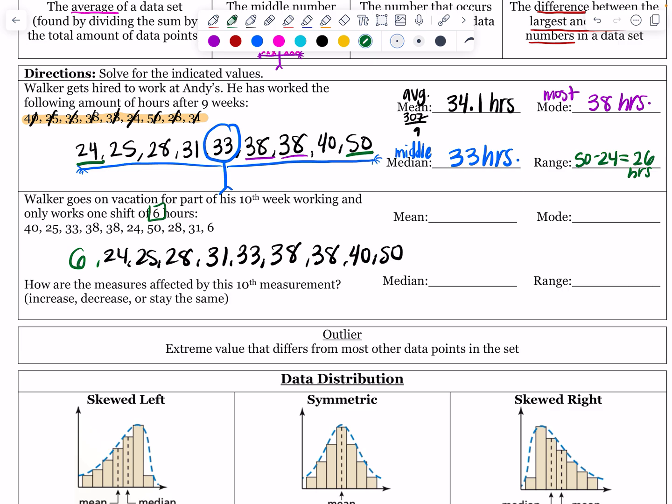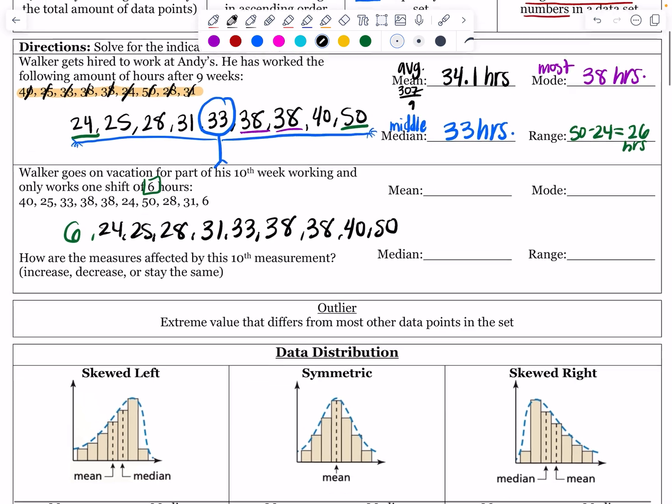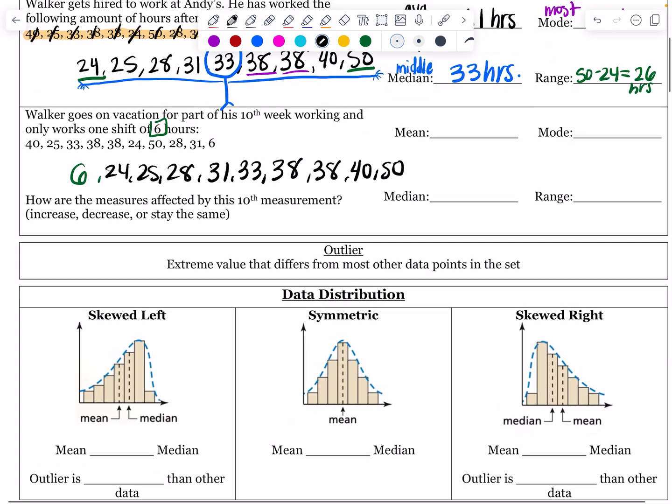How are the measures affected by this 10th measurement? In class, we talked about this. I know that you could calculate these and just see if they go up or down or stay the same. But I want y'all to start thinking, how are these impacted by pieces of data when they're added to the left-hand side and they're smaller, added to the middle and they kind of fit in the data, or added to the right and they're bigger. This piece of data was added on the left. So that's one of the smallest amounts of hours he worked. Actually, the smallest amount of hours he worked.